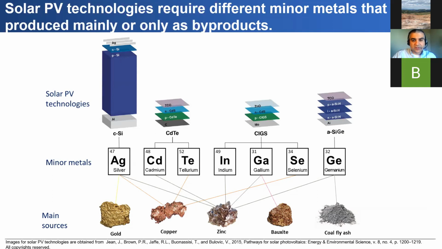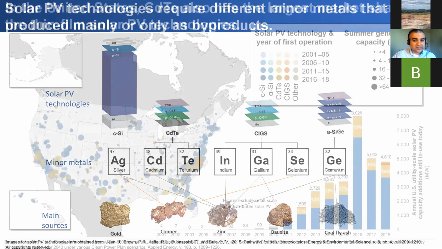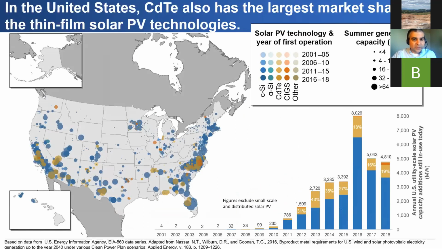Although I think that's actually not really in the picture anymore. So you can see a lot of these technologies require these minor metals, and they're minor metals and also byproducts, right? And so if we think about the United States, this is a map of where these utility scale solar photovoltaics are distributed by type. You see that the largest, of course, are the crystalline silicon, the most dominant type. It is the most dominant type for the world as well.